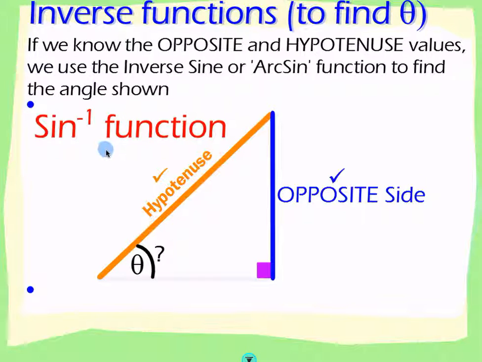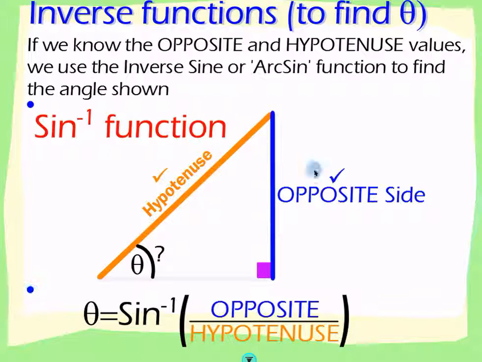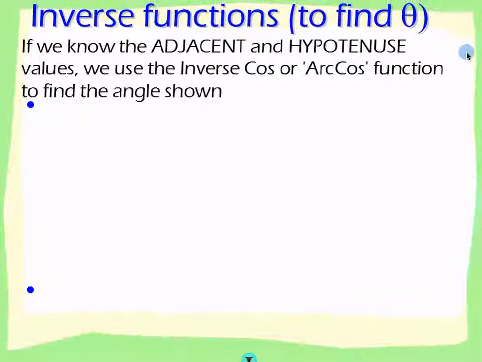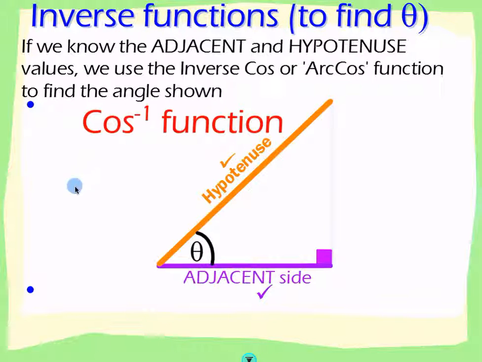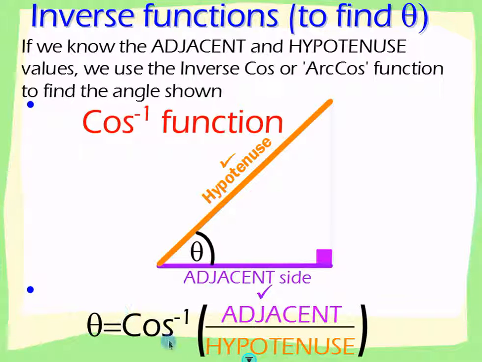Sine to the minus 1 is when we know the hypotenuse and the opposite. So we don't want to do it to death really, but I thought I'd show you these written out a bit more neatly once more. If we know the adjacent and hypotenuse, those two go with either the cos or inverse cos. So the cos of the angle is adjacent over hypotenuse, so the angle is cos to the minus 1 or inverse cos of adjacent over hypotenuse.